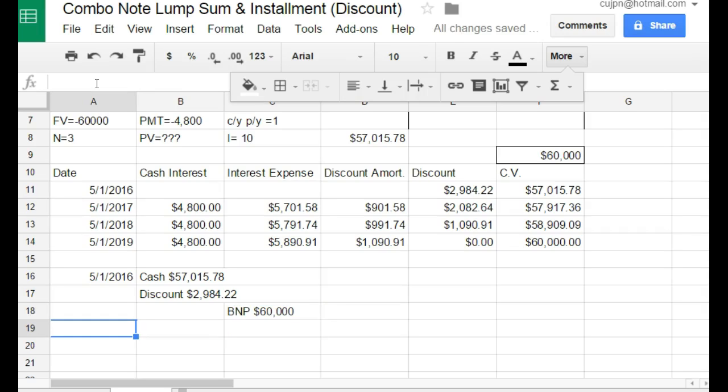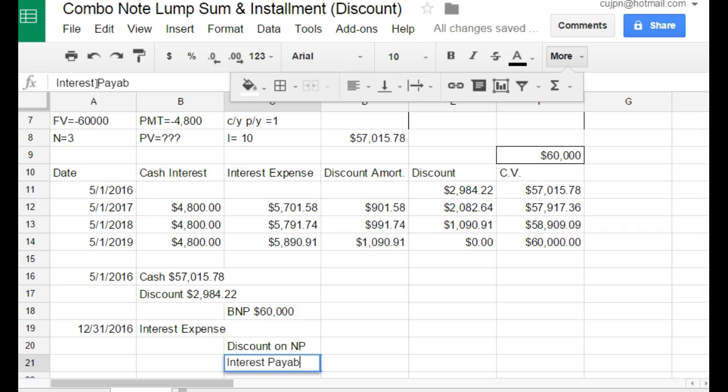Now I have to do the adjusting entry on 12/31/16. If you think about the installment note, we accrued interest: we had interest expense and interest payable. On the lump sum note, we had interest expense and discount on note payable. Since this is a combo note, you're going to have a debit to interest expense, and your credits are going to be the discount account and also interest payable.